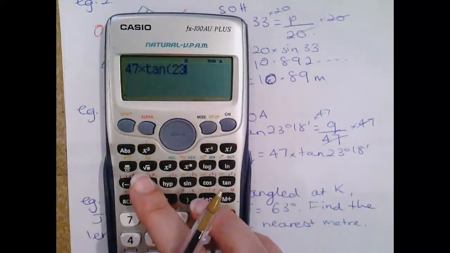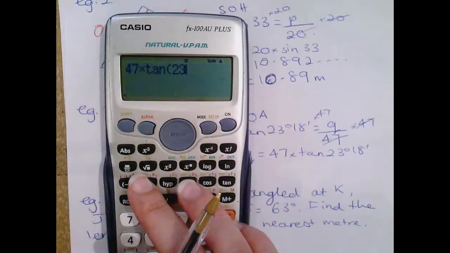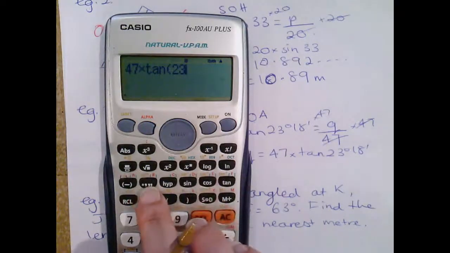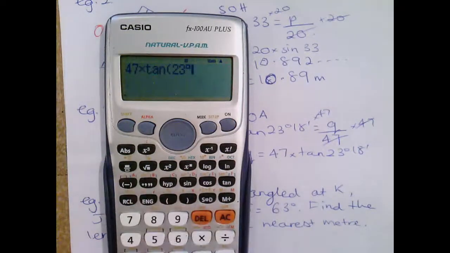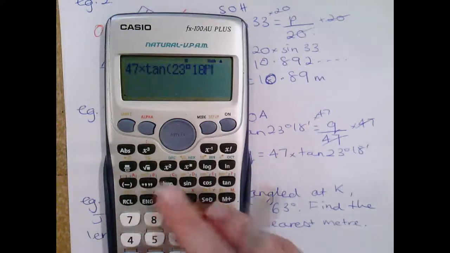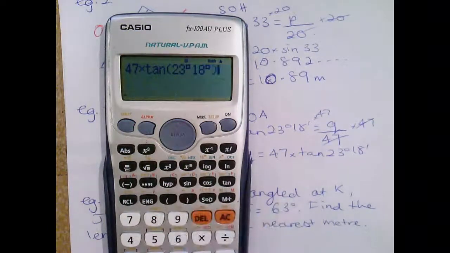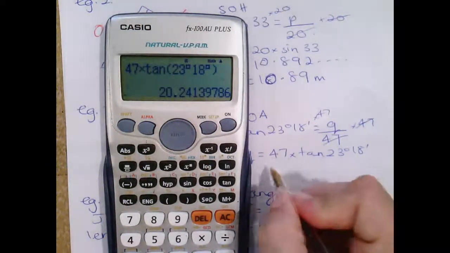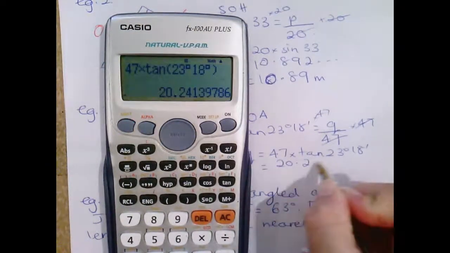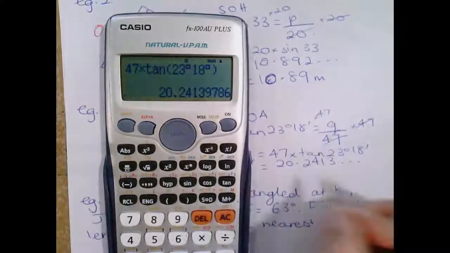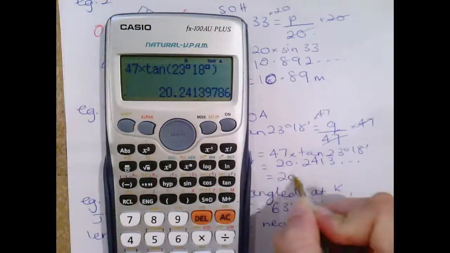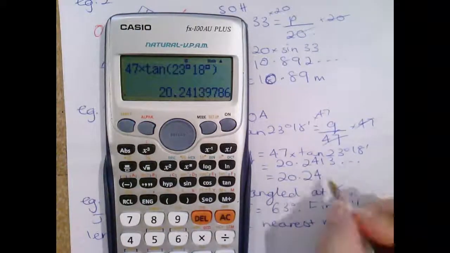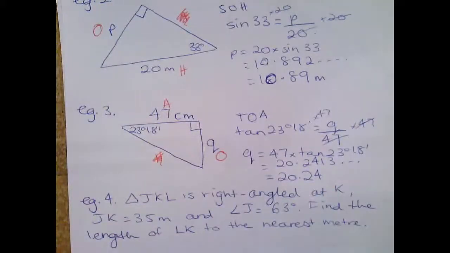Now this time we don't just have degrees, we've got degrees and minutes. So we need to use the degrees-minutes button, which is this one here. 18 minutes, then closing the bracket. Okay. And so we get 20.2413. So rounding to 2 decimal places, 20.24 centimetres this time.